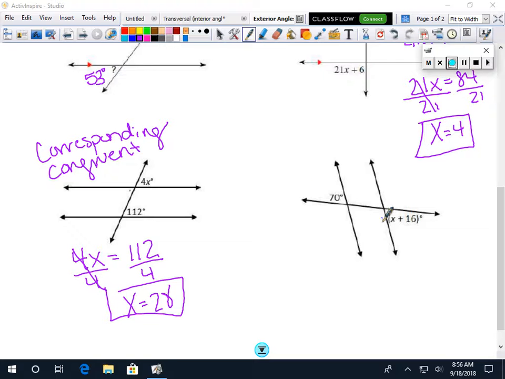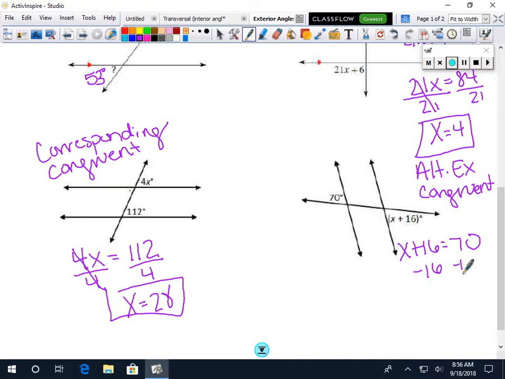For this next one here, these angles are alternate exteriors, and I know that they are congruent. So to solve for x, I would say x plus 16 is equal to 70. And then all I have to do is subtract 16 from both sides. So x is equal to 54.